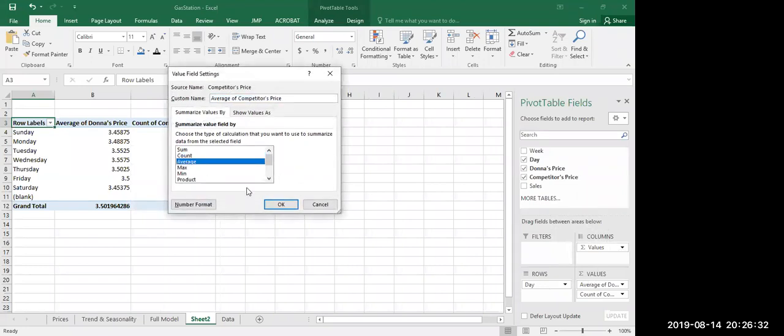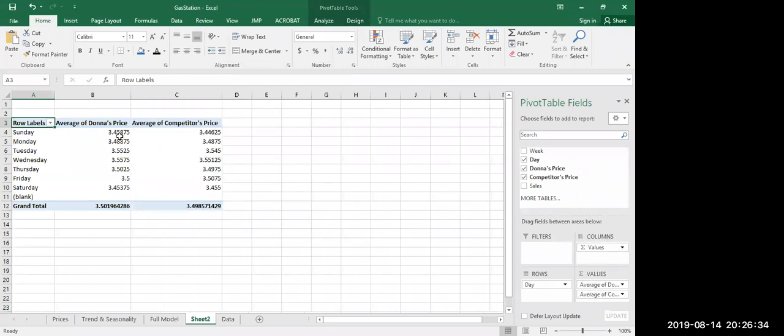So if I click on average, it now shows you that on average, on Sunday, Donna charges $3.45.8 and her competitor charges $3.44.6, which is about the same. On Monday, they're almost equivalent. On Tuesday, her competitor seems to be a little cheaper. Wednesday, they're about the same, but in reality, there's not a ton of difference here between her and her competitor.